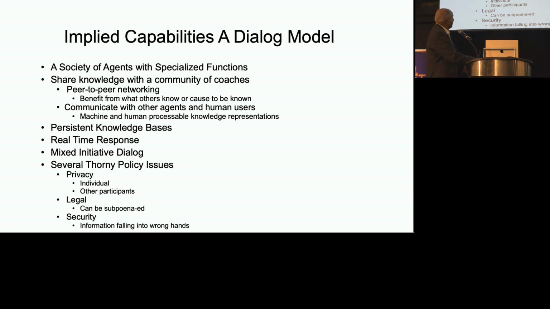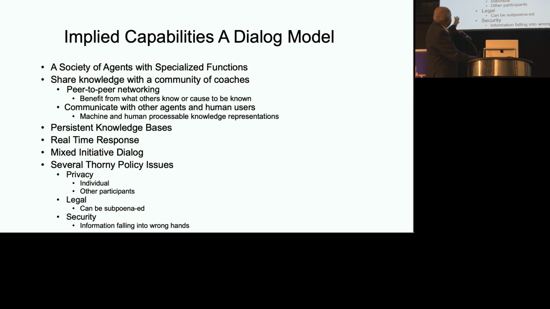Share the knowledge among these assistants, persistent knowledge bases, real-time response, mixed initiative dialogue, where you might ask it to do something and it might come back and say, I'm sorry, the call you wanted me to make is now waiting, can you talk to that person? So that's where we get the goal-directed behavior of user interfaces. How do you design goal-directed behavior?